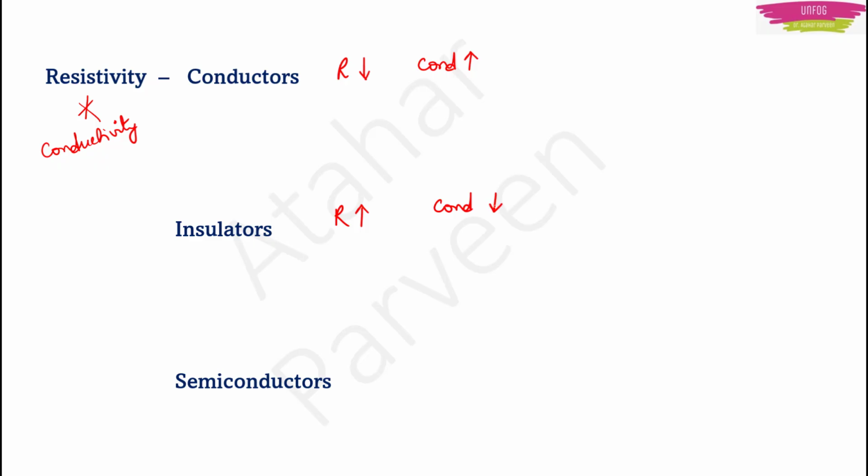What about semiconductors? Semiconductors are intermediate. They may have moderate resistivity, or you can say moderate conductivity. Whatever you choose, you can describe semiconductors on the basis of resistivity or conductivity. Usually we describe them on the basis of conductivity, right? Because conducting means it is allowing current to pass through it. So you can keep that in your mind.